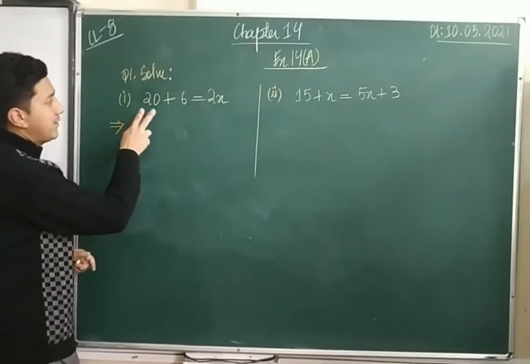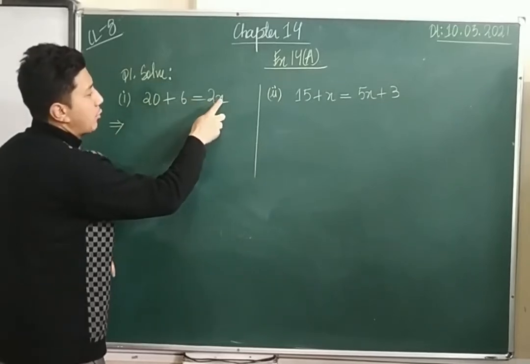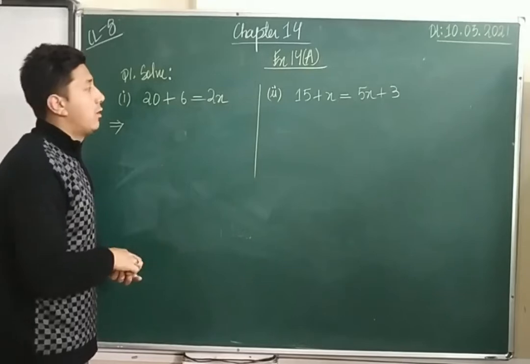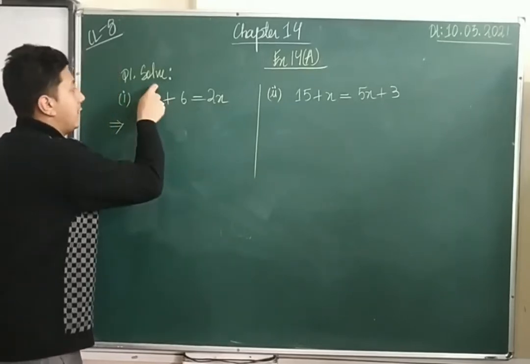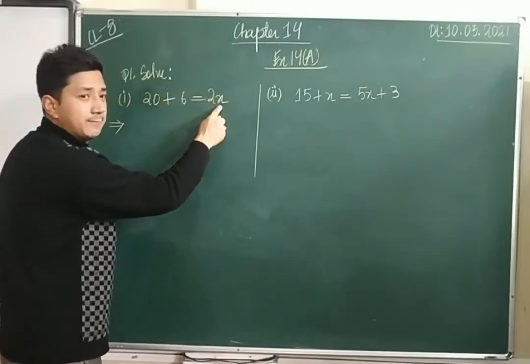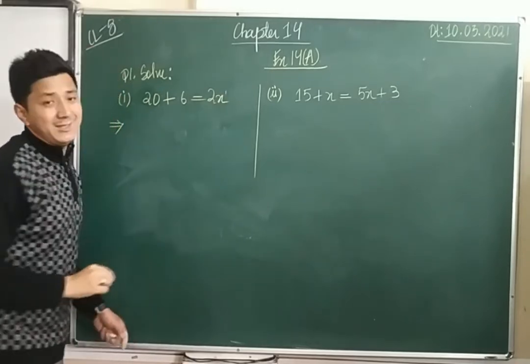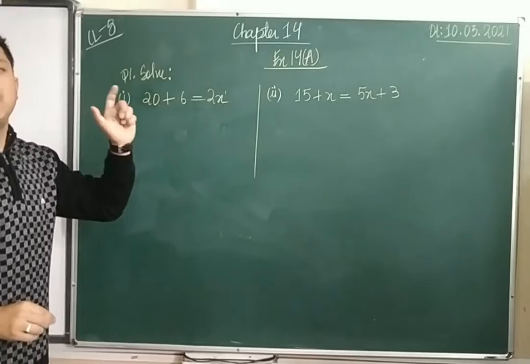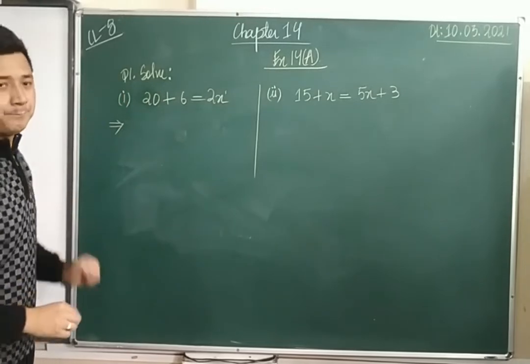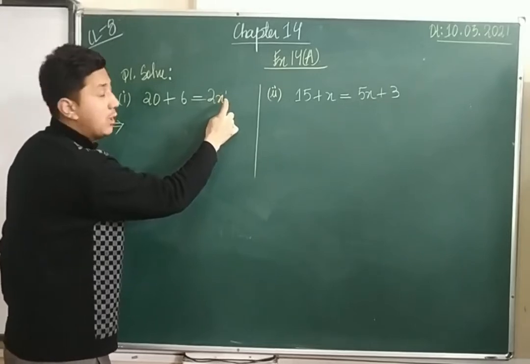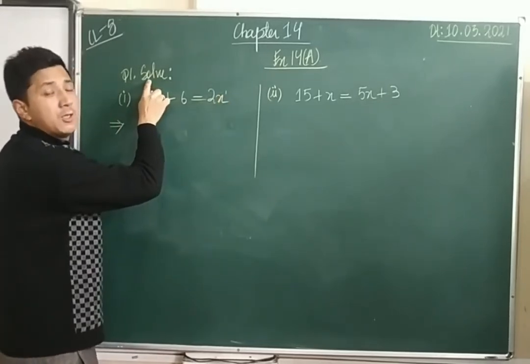The first question is this: 20 plus 6 is equal to 2x. Let us verify first whether it's a linear equation in one variable or not. Let's check the variable used, x, one variable. And what is the power of x? 1. So it is a linear equation in one variable. And yes, this x is unknown to us. We need to find the value of x. Solve means to find the value of the variable.